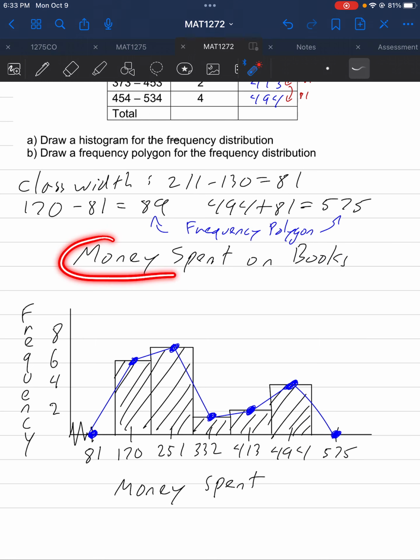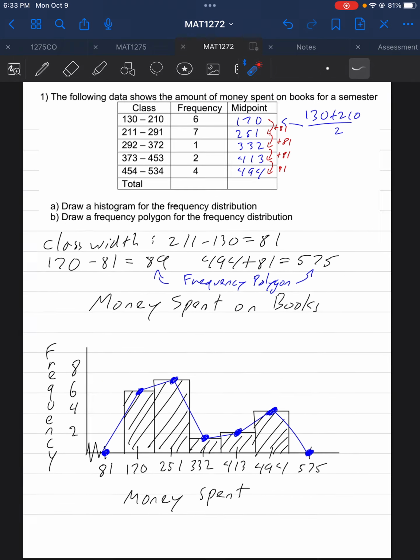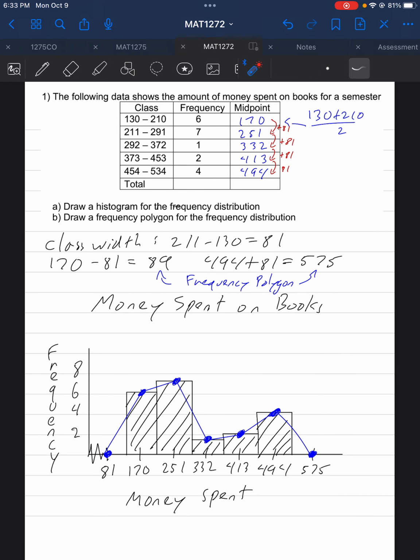So let's take a look. First thing you need is a title. In this case, money spent on books. The second thing you need is a y-axis, typically the frequency. Pick an appropriate scale based on the frequency numbers that you were given.